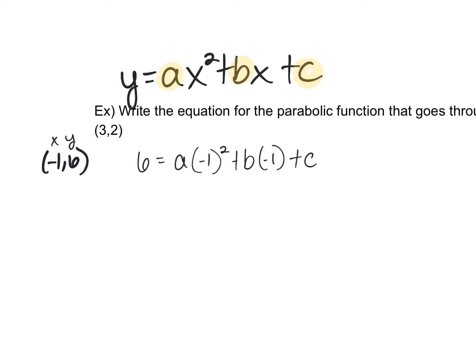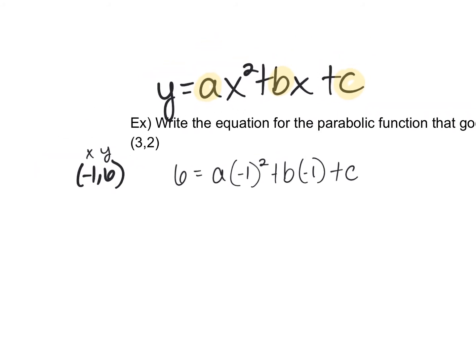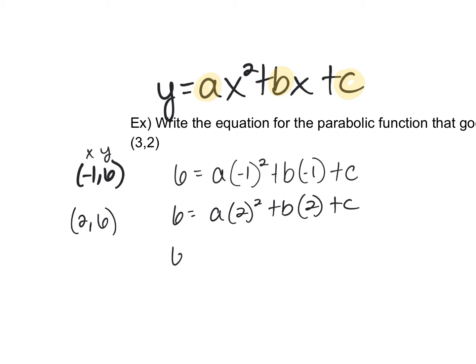Okay, before I clean that up, I'm going to go ahead and plug in the second point, which is 2, 6. So 6 for the y and 2 for my x. It's going to look like that. All right, and then the last one is 3, 2. Okay, so, oops, why did I put a 6 right there? I didn't mean to. So I'm going to plug in 2 for my y and 3 for my x.